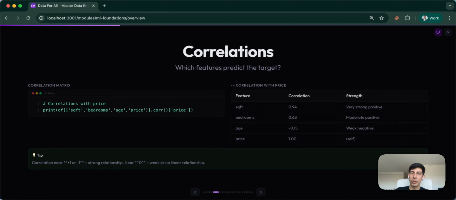Correlations tell you which features are related to your target. Here, square feet has 94% correlation with price. That's super strong. Bedrooms is moderate at 68%, and age is slightly negative, meaning older houses tend to be cheaper. This is gold for machine learning. Strong correlations mean that the model has something to learn from. If nothing correlates with the target, no model in the world will help you. Also, check correlations between features. If two features are highly correlated with each other, like square feet and bedrooms, you might not need both.